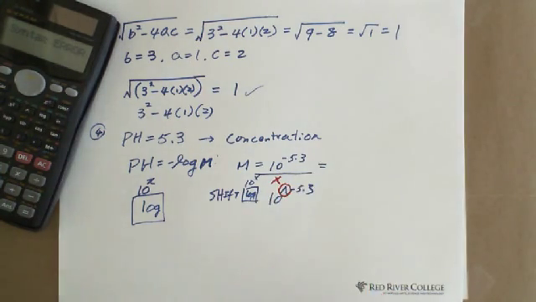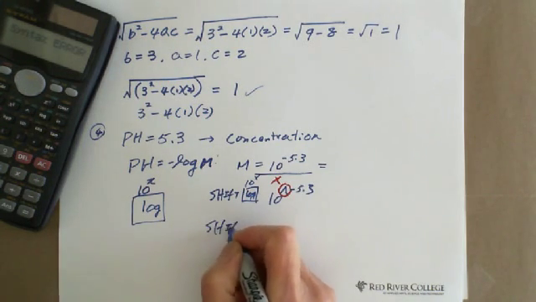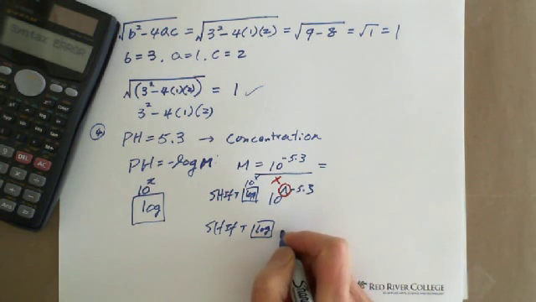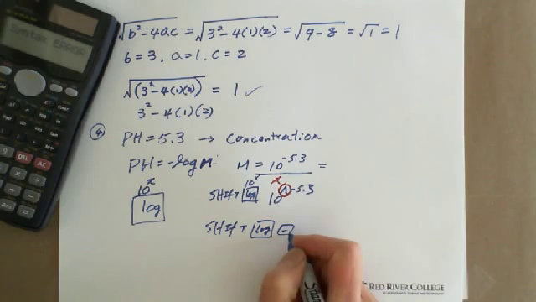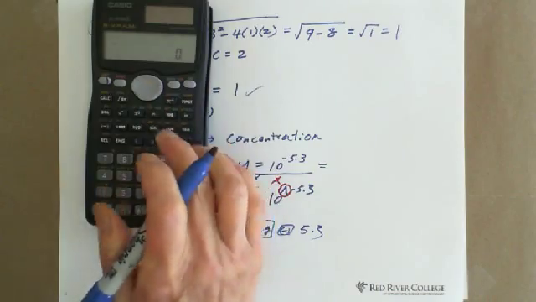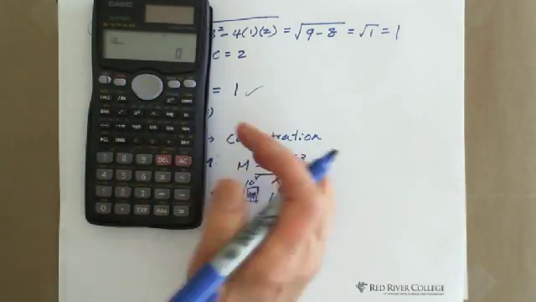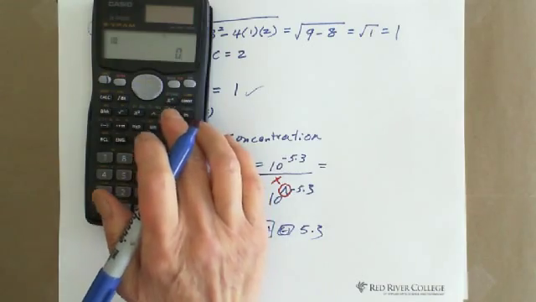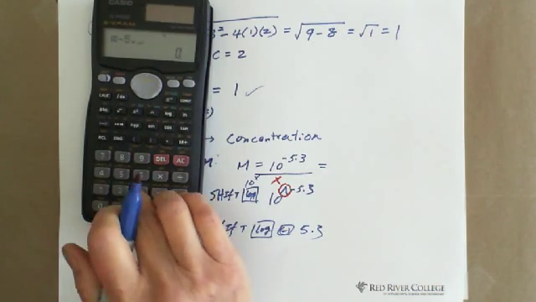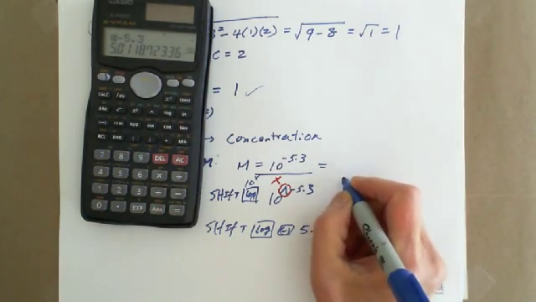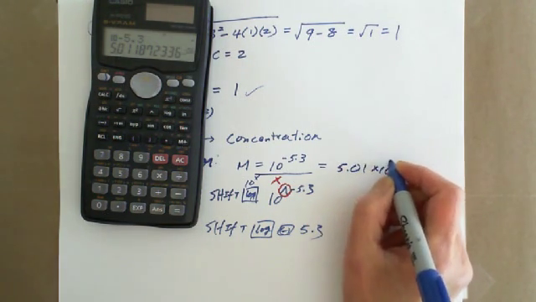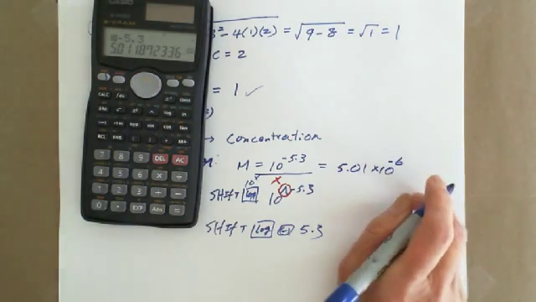You only do shift log, then negative 5.3. That's it. So you go to shift log, which is 10 to the x, and it lets you enter x. You don't need to put this button. You just enter negative 5.3. They gave you the answer, which is 5.01 times 10 to the negative 6 exponent molality.